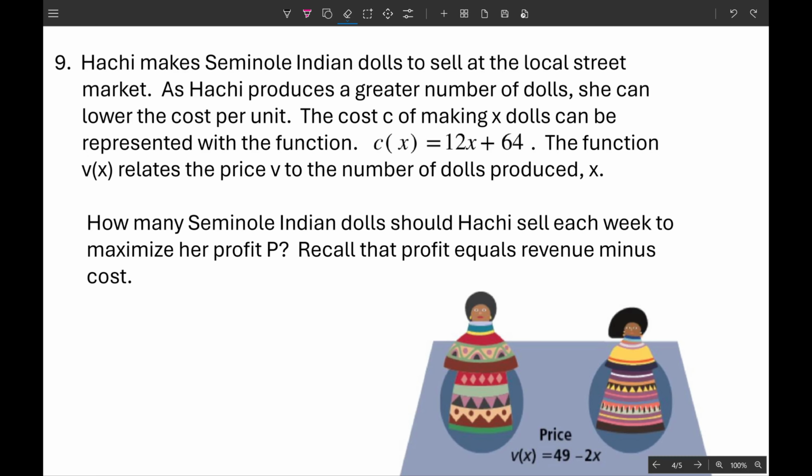Hachi makes Seminole Indian dolls to sell at the local street market. As Hachi produces a greater number of dolls, she can lower the cost per unit. The cost of making x dolls can be represented by this function, C of x equals 12x plus 64. The function v of x relates the price v to the number of dolls produced, which is your x. How many Seminole Indian dolls should Hachi sell each week to maximize her profit, P? Recall that profit equals revenue minus cost.